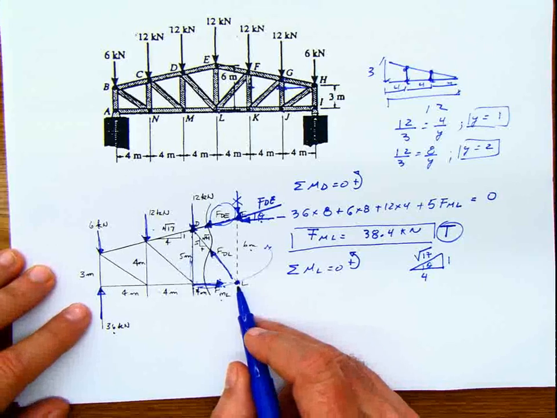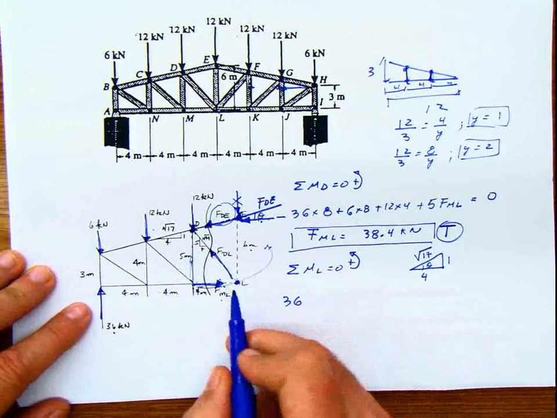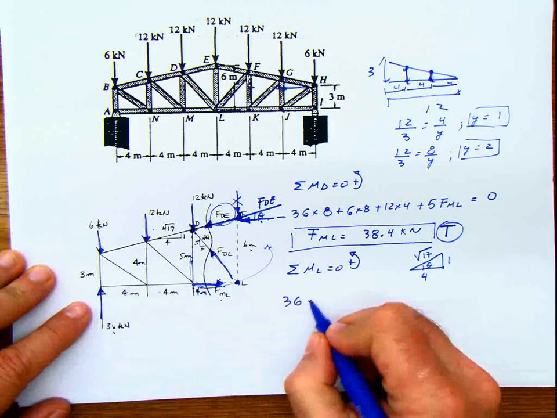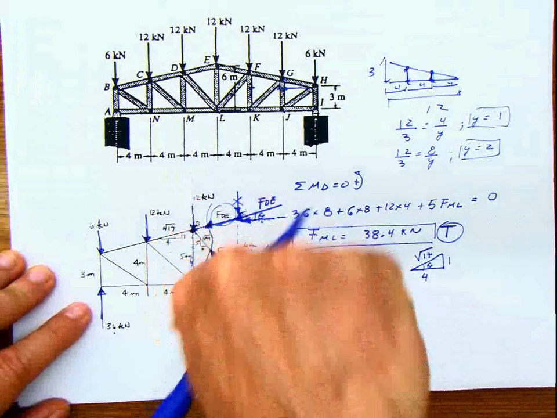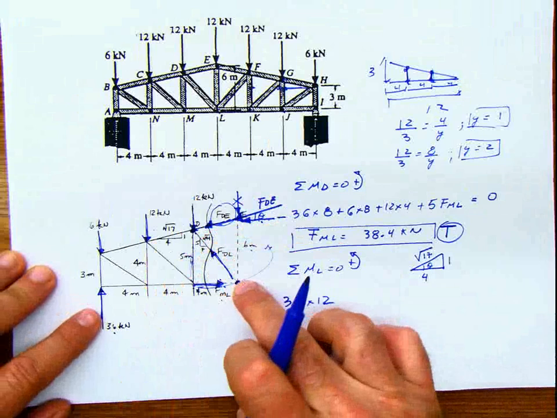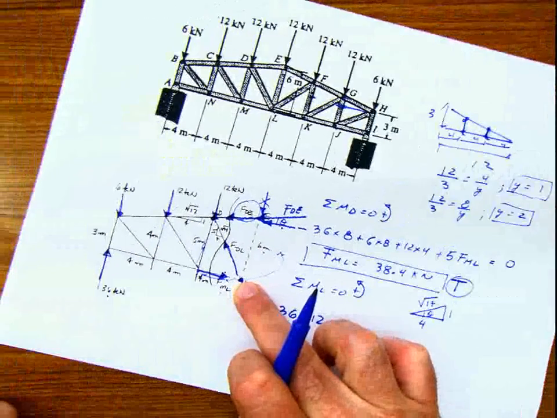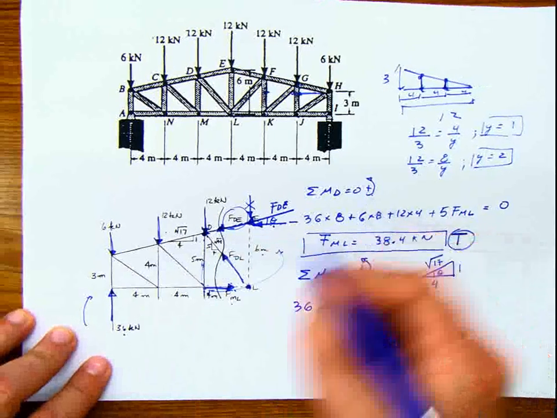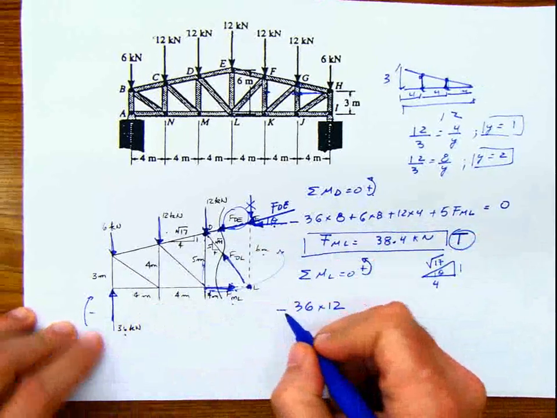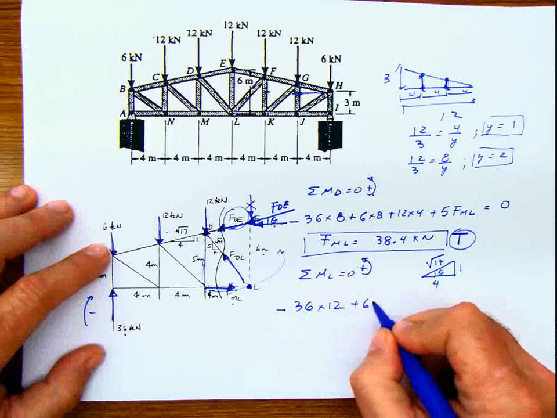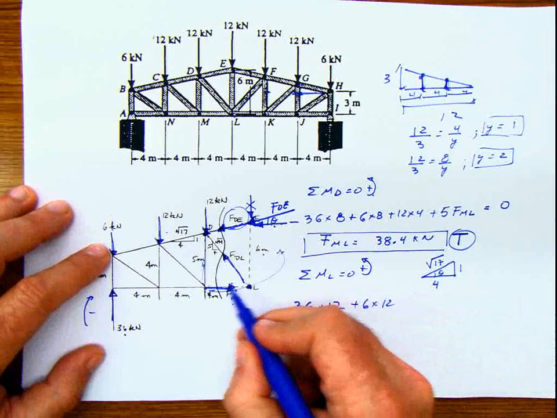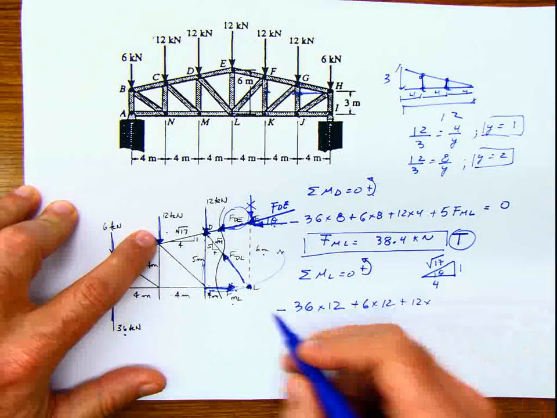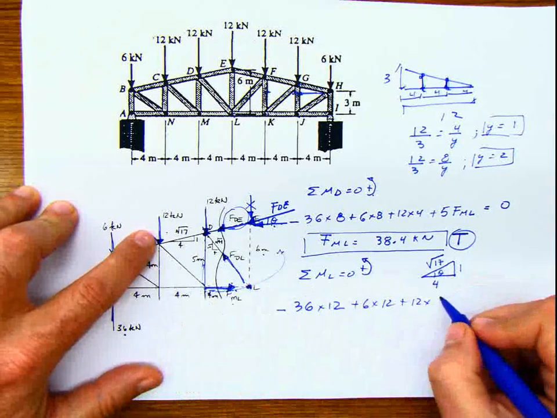The first one is going to be 36 times. Now if I'm here, the distance is going to be 4 plus 4 plus 4 is 12. And it's going to be negative according to my convention because it's rotating in this way. Plus 6 times the same 12, 4, 8, plus 12 times 8.